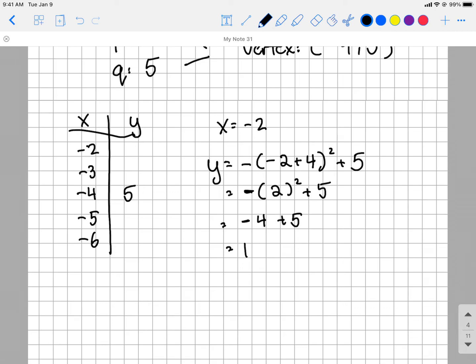So when we have -2, we end up with +1, which also means, because of symmetry, -6 down here is also going to be +1. I'm not going to show all the work, but for -3, we're going to get 4, which means we're also going to get 4 for -5 because of symmetry. So those are our 5 points. Let's draw ourselves a graph.